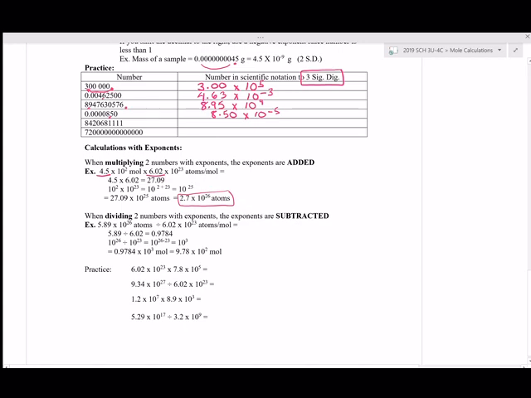Then the exponents I deal with separately. So the 10 to the 2 and the 10 to the 23, I just deal with those in the second step. And when you multiply, you add them up. So 10 to the 2 and 10 to the 23 is 10 to the 25. Then just smush your two answers together. So 27.09 times 10 to the 25.